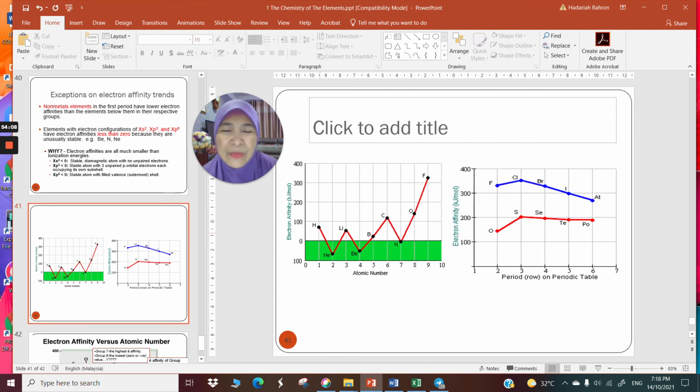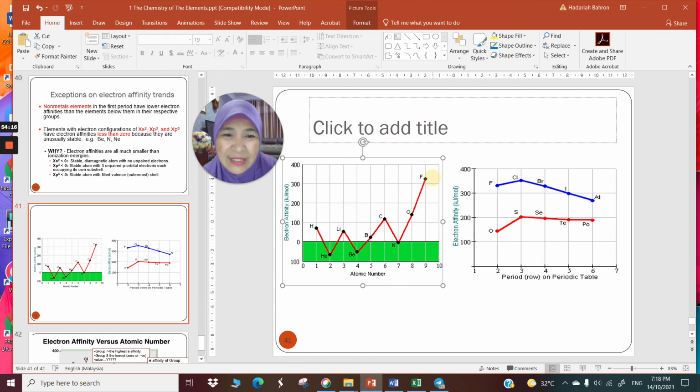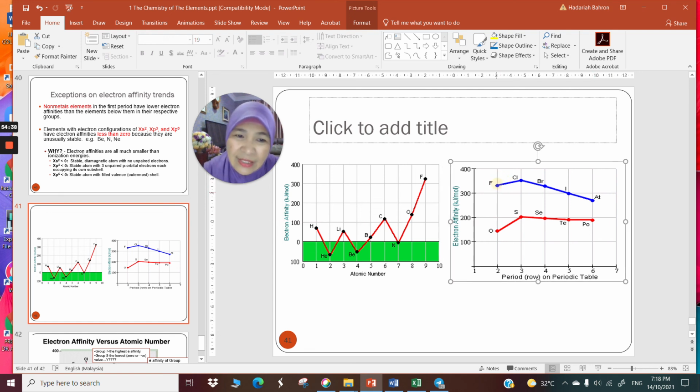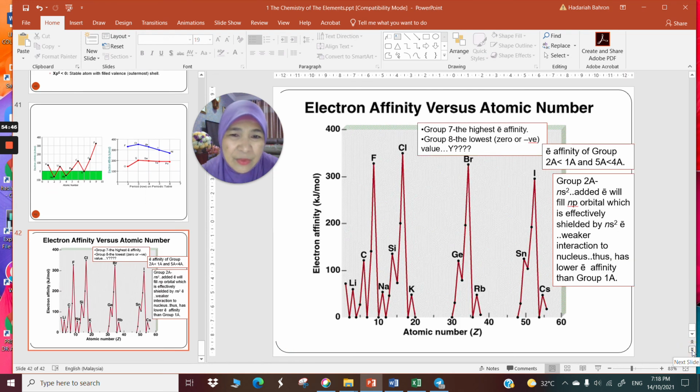So this is the graph of your electron affinity. As you can see here, fluorine has the highest electron affinity. Going across from hydrogen to fluorine, and then going down from fluorine into astatine, fluorine is still the highest. Oxygen is also higher compared to polonium. Yep, that's about electron affinity.